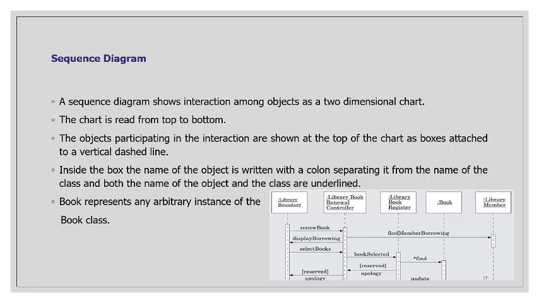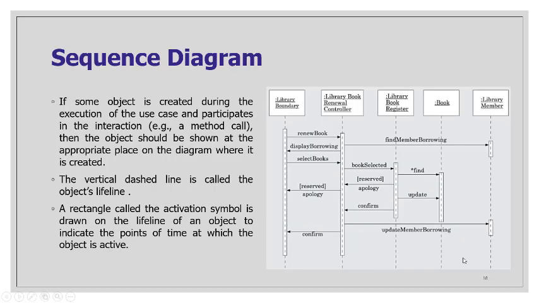A condition means something written within the square brackets. If we write some condition, that indicates that a message is sent only if the condition is true. If the condition is true, then the message will be sent. Here, if it is reserved, then this apology message will be sent from this object to this object.